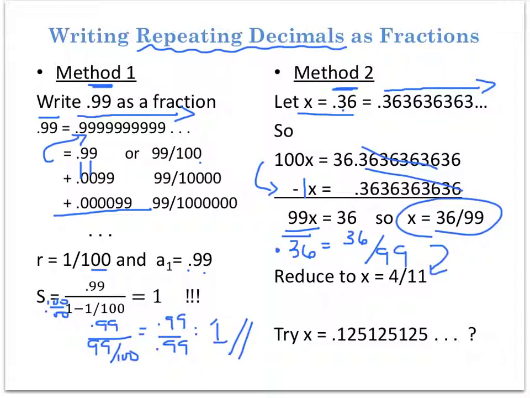You can do this with any repeating decimal. Basically, you put as many 9s as there are repeating decimals. So here I have 0.125 repeating, so that's 3 repeating decimals. So I would write that as 125 over 999, and then you would reduce. Okay?